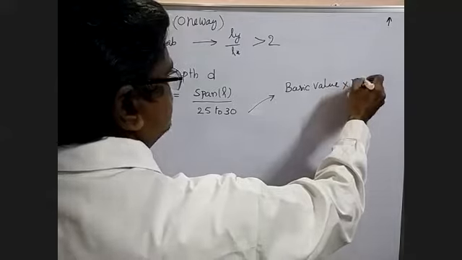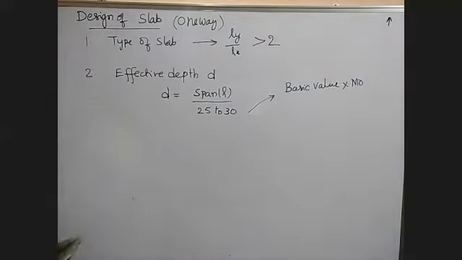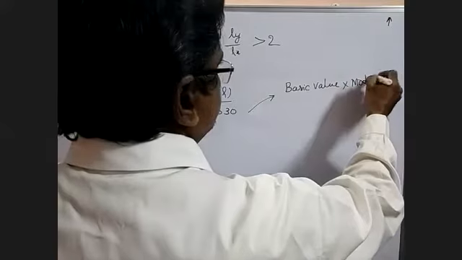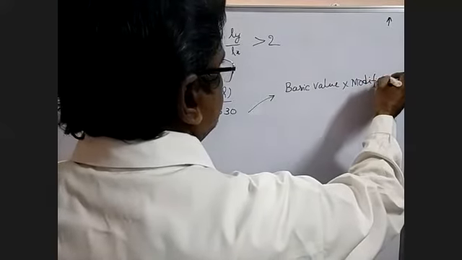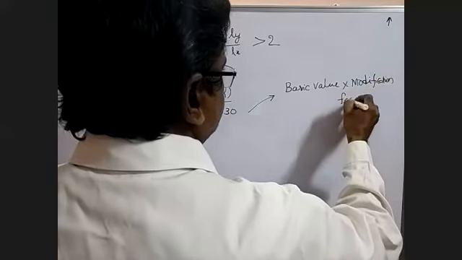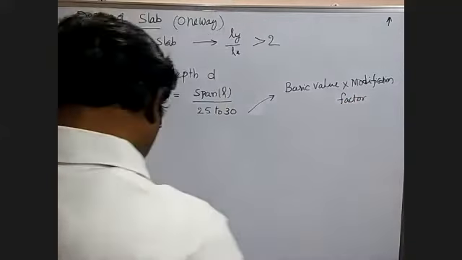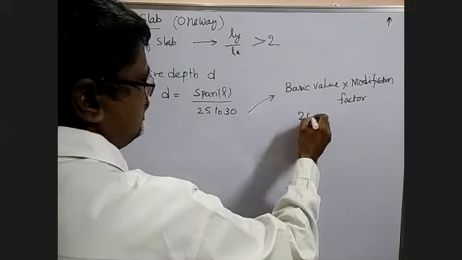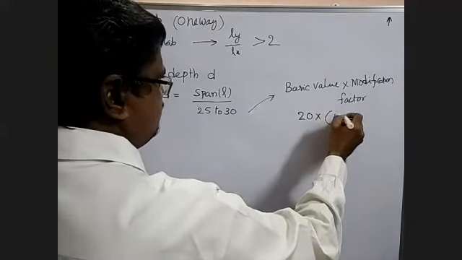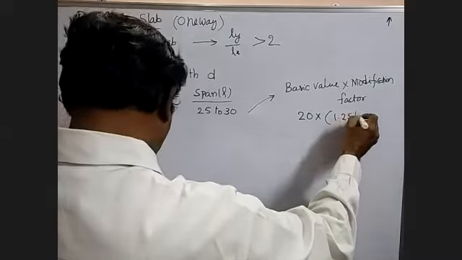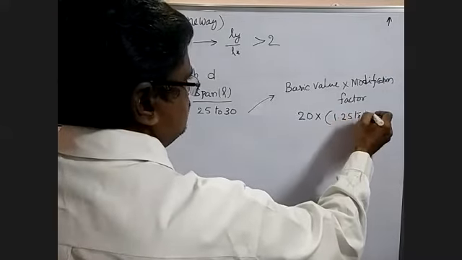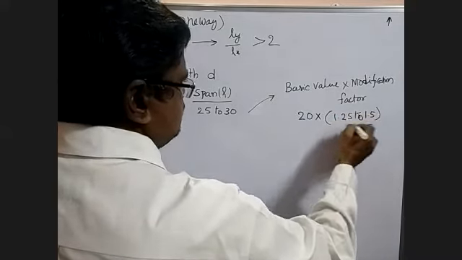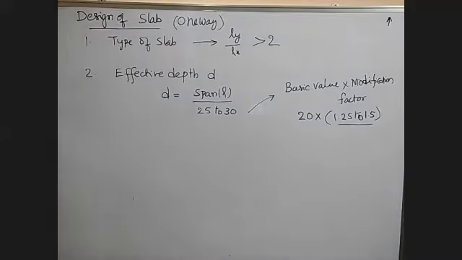Modification factor. So for a simply supported beam, the basic value is 20 and the modification factor is 1.25 to 1.5. You take it in this range. So 1.25 gives 25, and 1.5 gives 30.